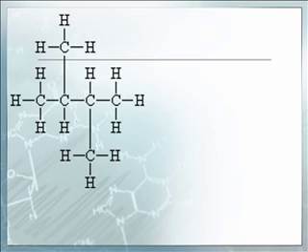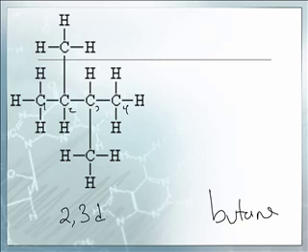Now this one's a little more complex. Got to find that longest chain. Still 4, 1, 2, 3, 4. So its last name is still butane, and this will be just 2,3 di. By the way, I say di because there are 2 methyl groups. Dimethyl. If you had 3 of them, it'd be trimethyl.